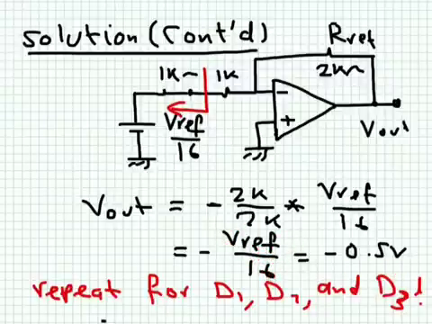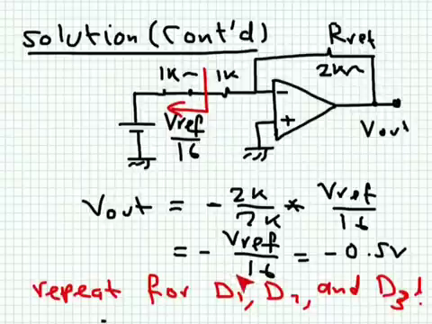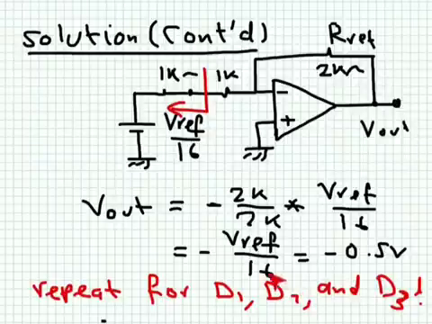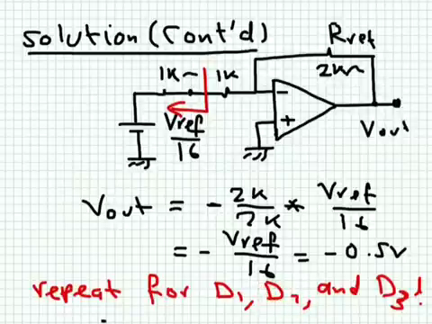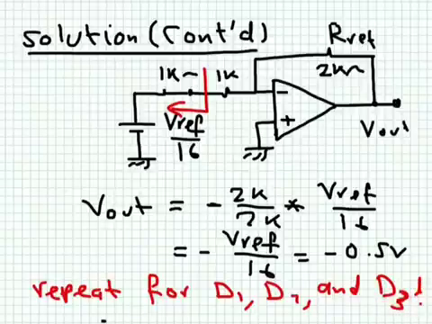Now, what if we started with D1? If D1 is the one that's logic 1 and all the other 3 bits are logic 0, what you're going to be getting here is minus Vref over 8. So it will give you double the voltage of the least significant bit. What if we make D2 equal to logic 1, or equal to 8 volts, and all the other 3 bits equal to 0? You'll get here minus Vref over 4. What if it's D3? D3 will give you Vref over 2. And so on. So you can see this one gives a higher voltage than this one, than this one, than D0.